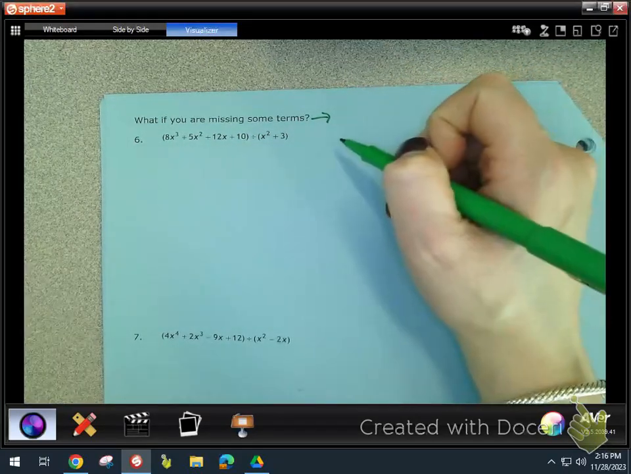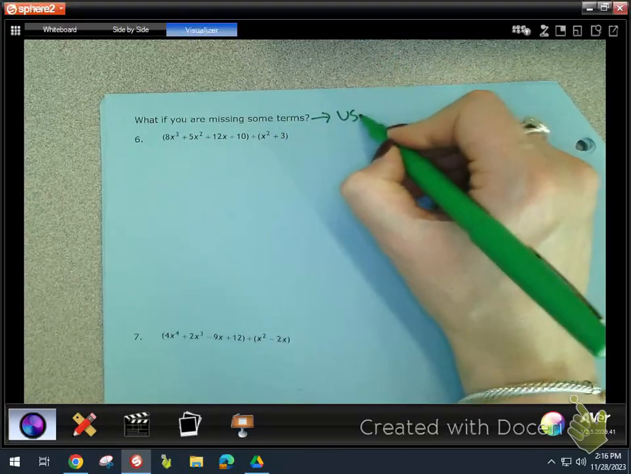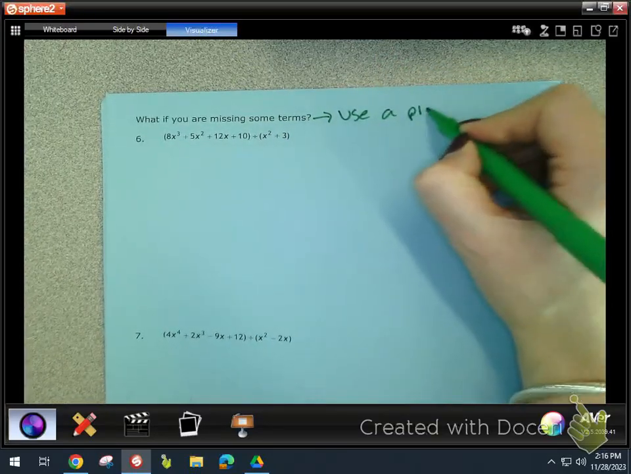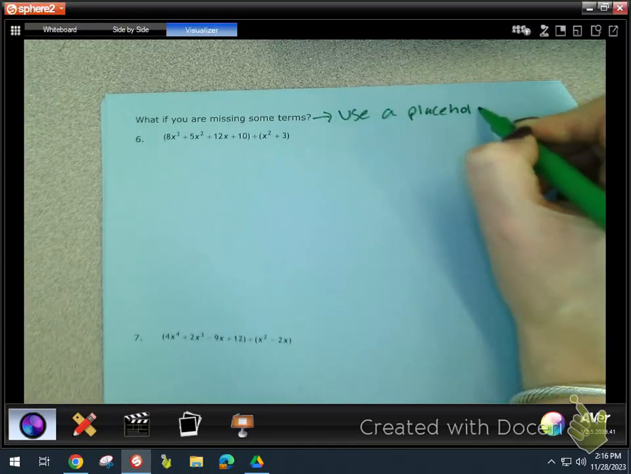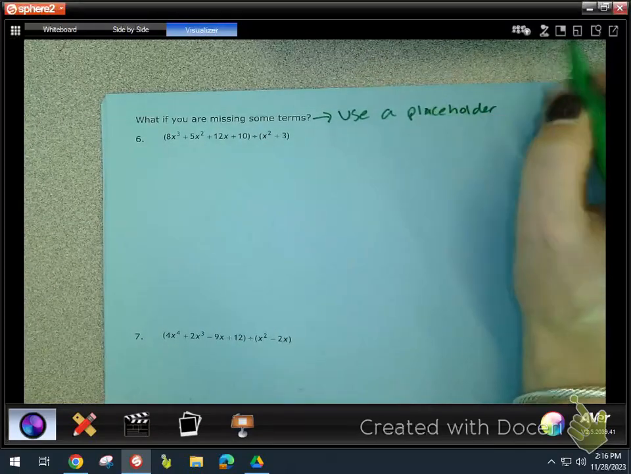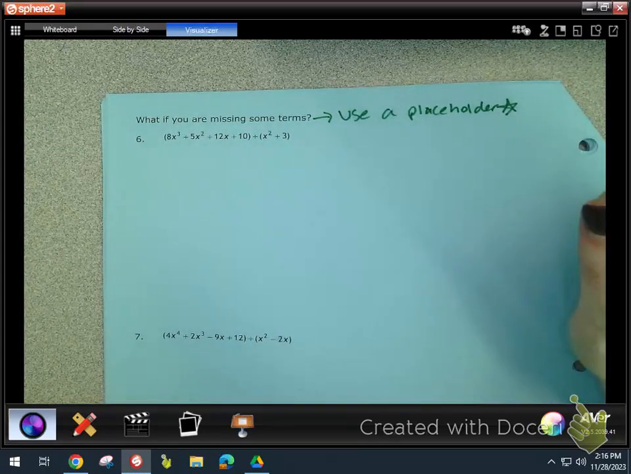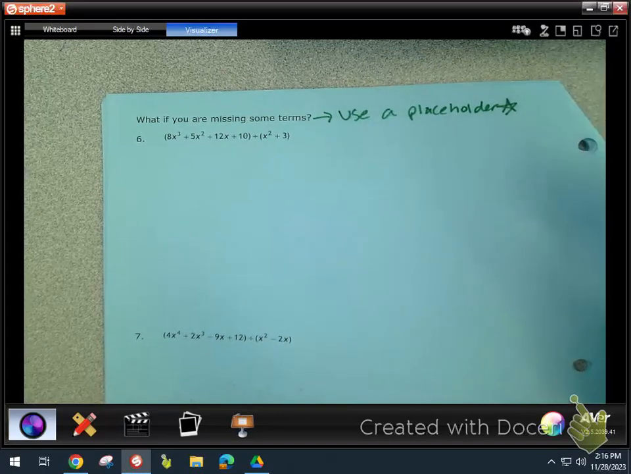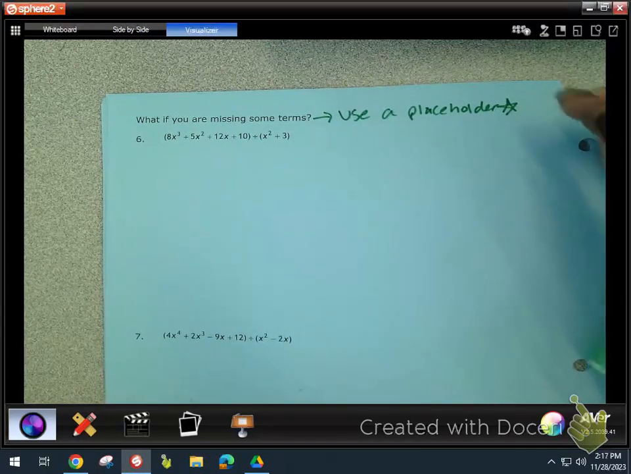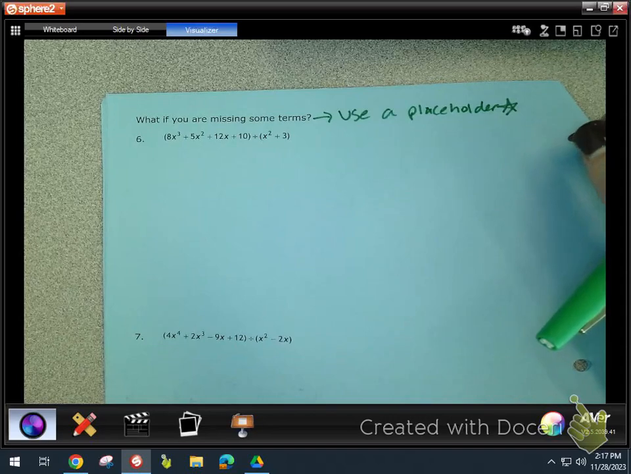You will catch it in long division. So I'm going to say use a placeholder. You will not catch it in synthetic division, and you will just completely get the problem wrong and not really have any idea that you got the problem wrong. So this is so important that any division problem that you do, you check for that placeholder there.